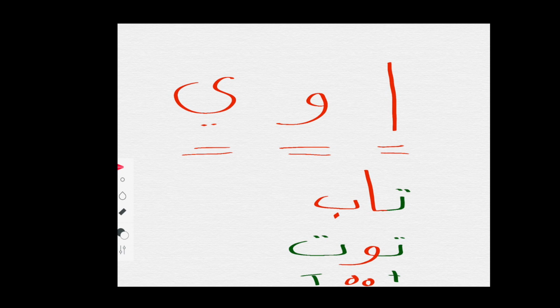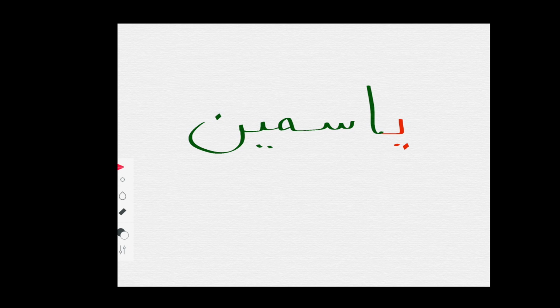And then if we practice the final letter, "Ba", "Bai", "Bait". And that's the shape of the letter T written at the end of it. Another example, "Ya", "Yasmin".